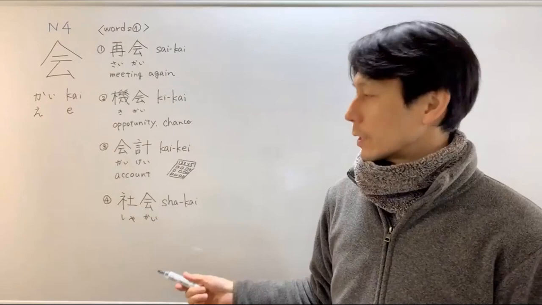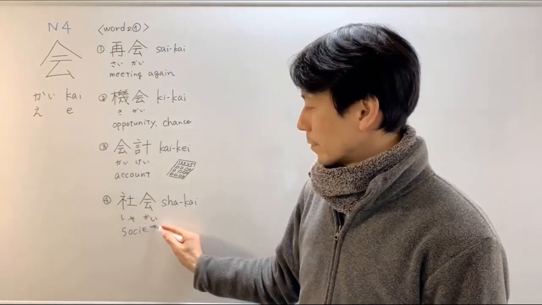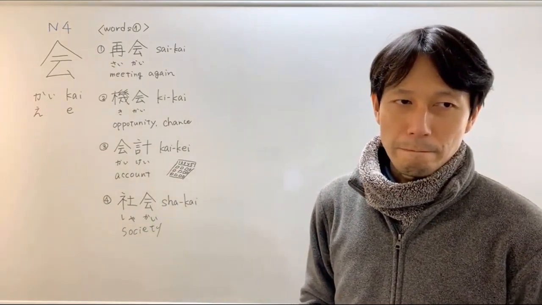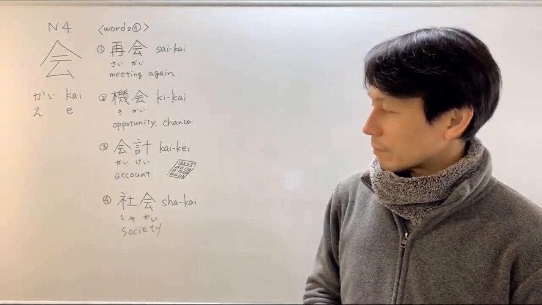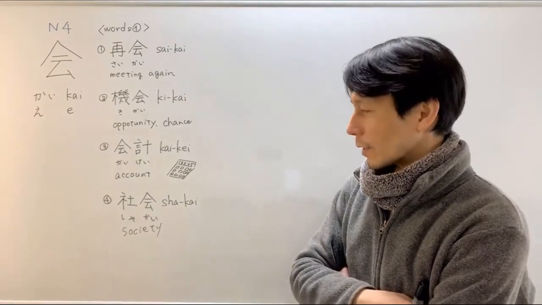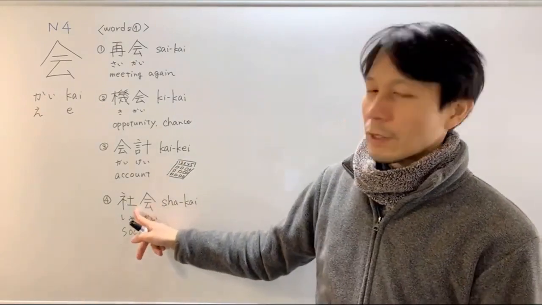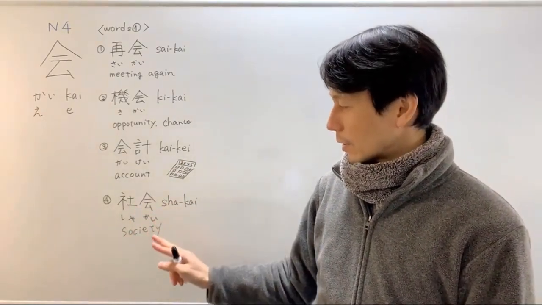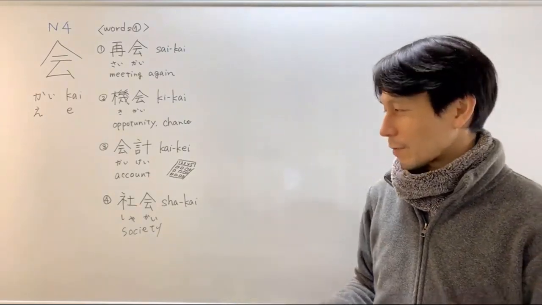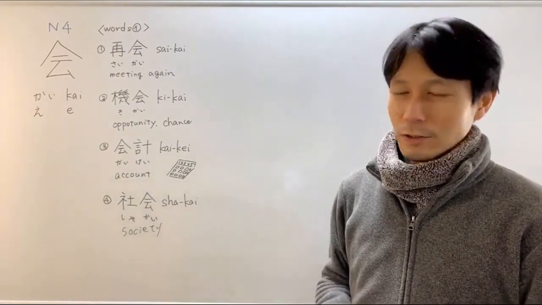Number four, shakai. And shakai means society. Sha means, sorry, I don't know the meaning in this case. Kai means to meet. Sorry, I also don't know. And next.